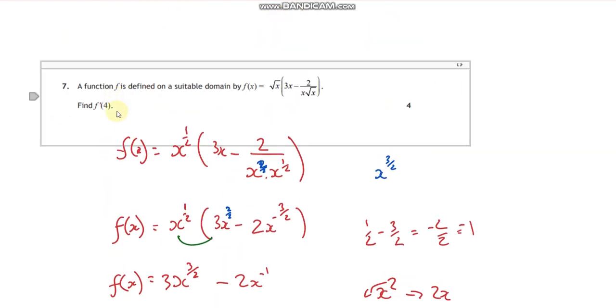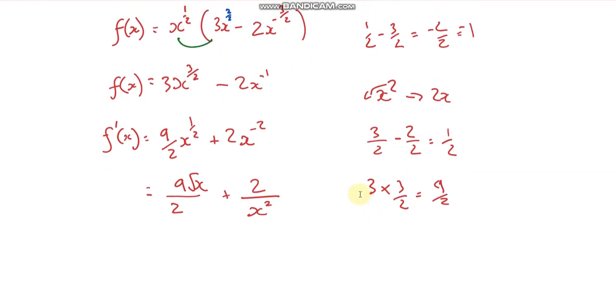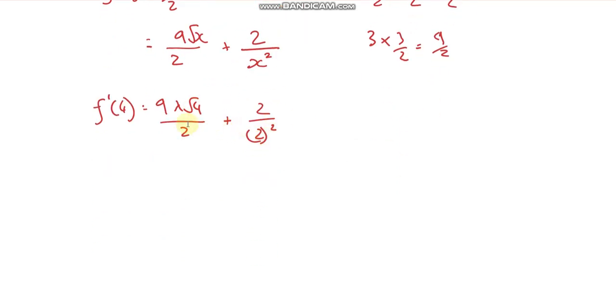And finally, I need to evaluate when x is 4. So you should be thinking this is looking good because I can do a root 4. So put in my 4: 9 times root 4 divided by 2 plus 2 over 2 squared. So the root 4 and the 2 are going to cancel out because they're both 2. So I'm left with 9, and that's 2 over 4, which is just a half. So final answer, sorry, is that right? 2 over 4 would be a half. I feel I've done something wrong here.